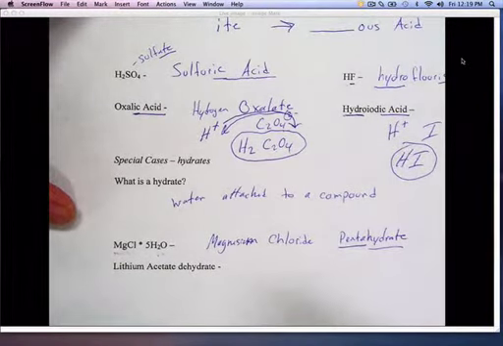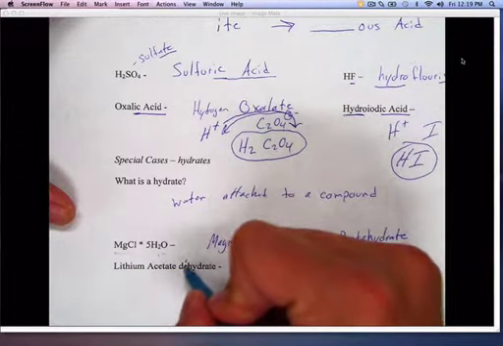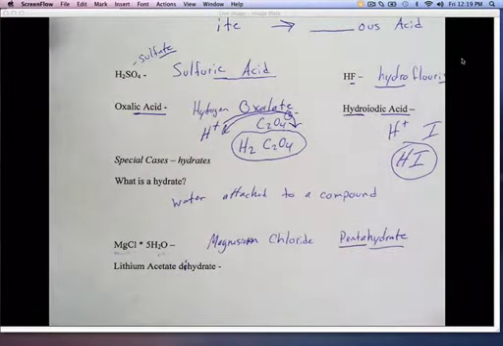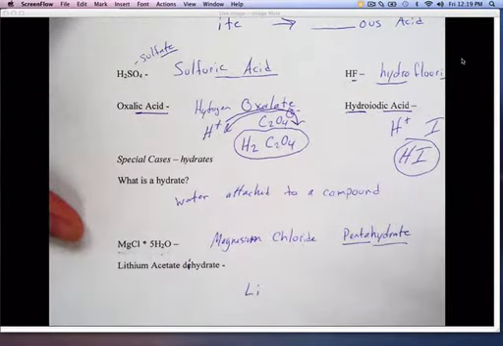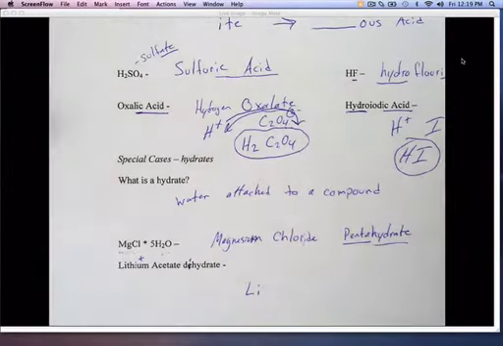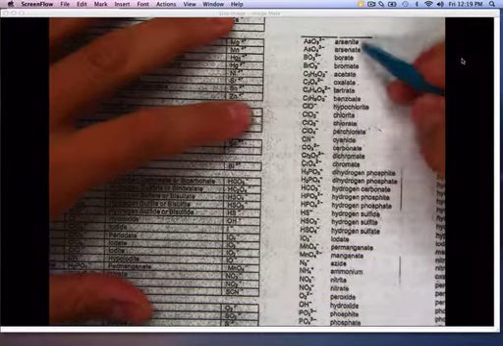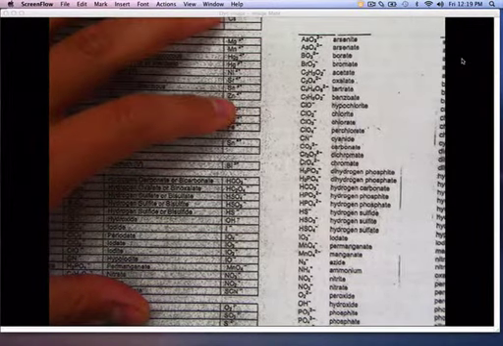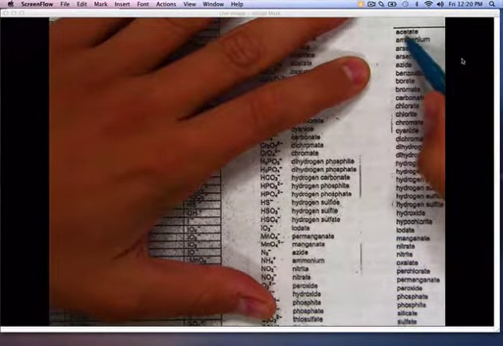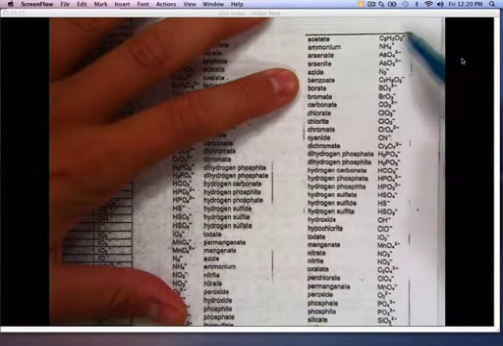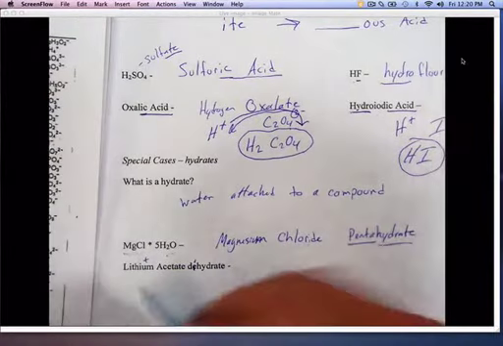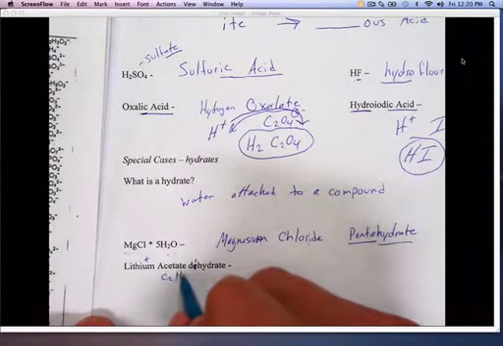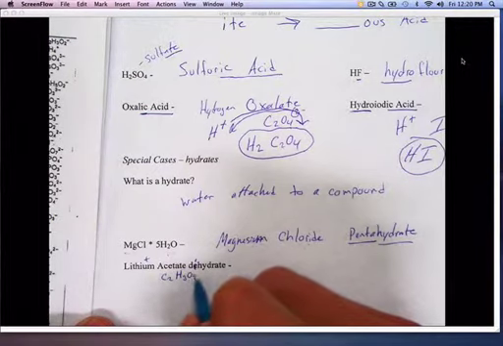All right, now let's do the other way. Whoops, misprint. This should be di. All right, lithium acetate dihydrate. Well, I know lithium is a +1 charge. Acetate is not on your periodic table, but it is on your polyatomic list here. So if I look at my polyatomic list, what do we have? Acetate? Yes, we do. Acetate's right here, and here's my formula, C2H3O2, -1 charge. So I write it down here just for safekeeping.